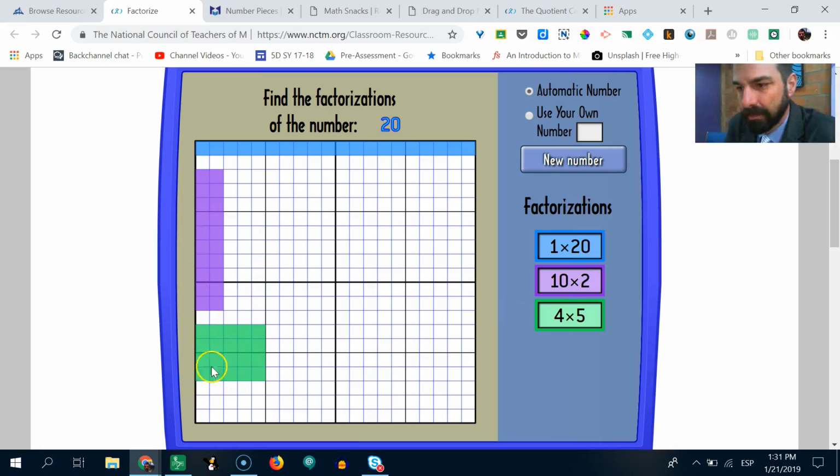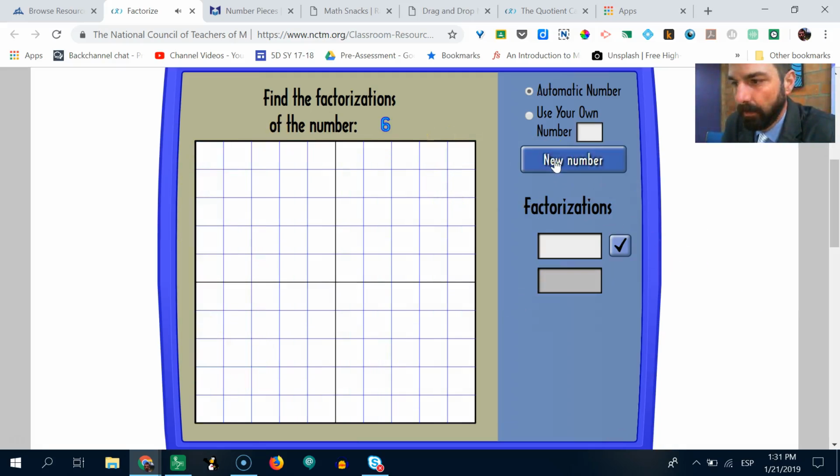What's nice is this really visualizes it. So these are all the same things. These are all the same value. They just have different parameters. And then you click on New Number. If you want to do your own, you can do that.